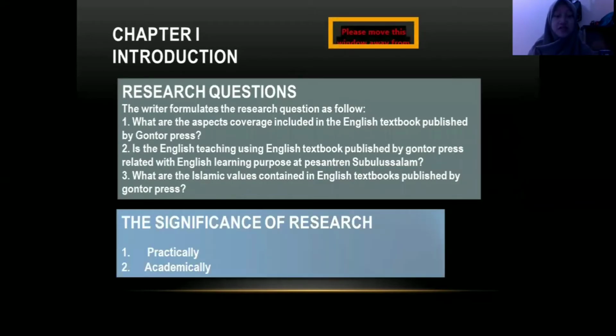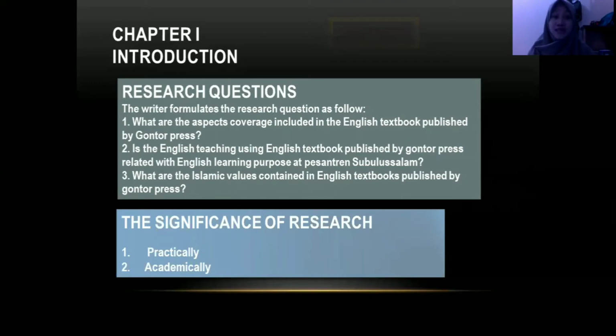The third is research questions. The writer formulates the research questions as follows. First, what are the aspect coverages included in the English textbook published by Gontor Press? The second is, is the English teaching using the English textbook published by Gontor Press related with the English learning purpose at Pesantren Subul Salam? And the last is, what are the Islamic values contained in the English textbook published by Gontor Press?